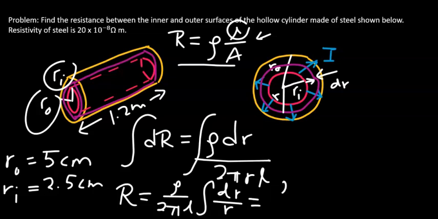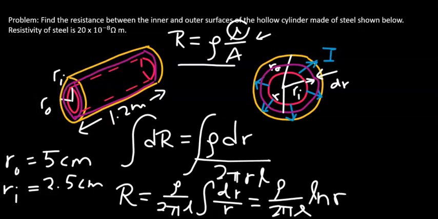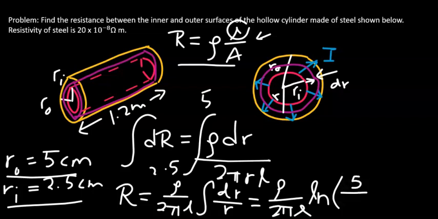And that's going to give you rho over 2 pi l. Integrating 1 over r with respect to r is just the natural log of r. We note the lower limit is 2.5 cm, the upper limit of the integral is 5 cm. So upon substituting the limits, the argument of natural log becomes 5 over 2.5, which is just 2.